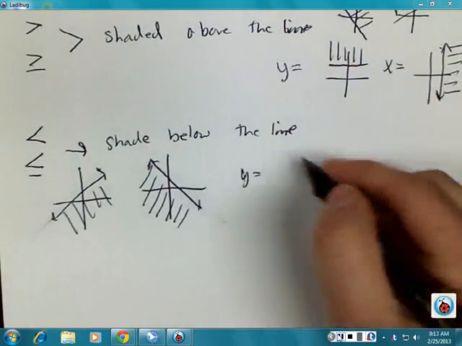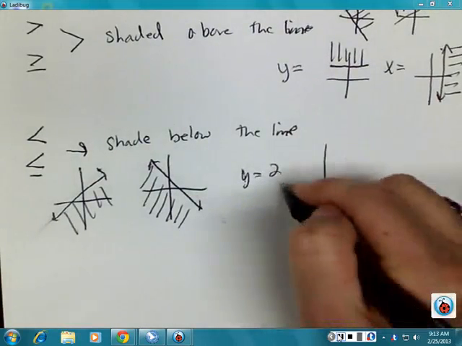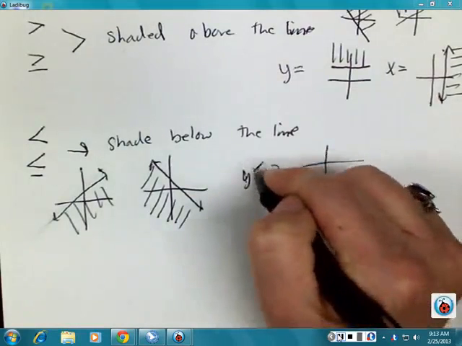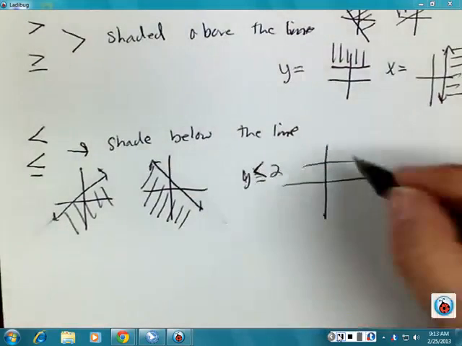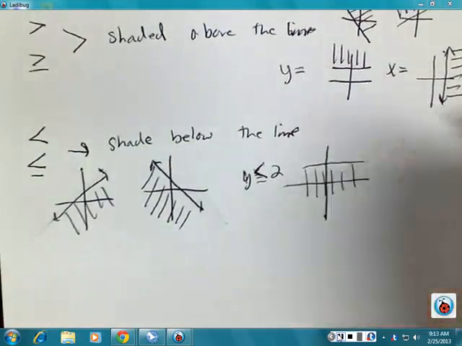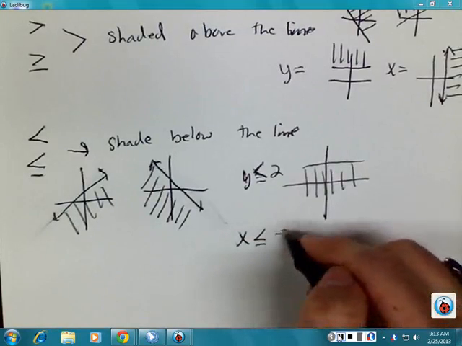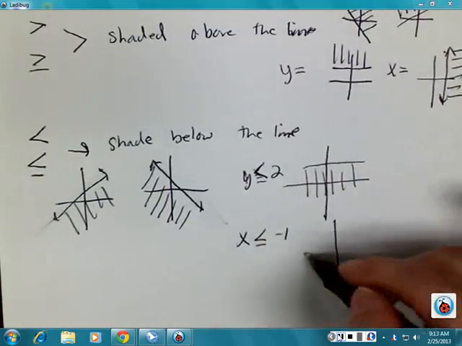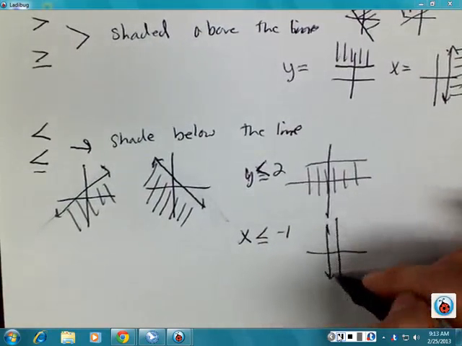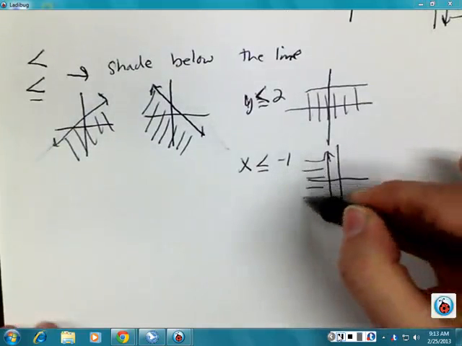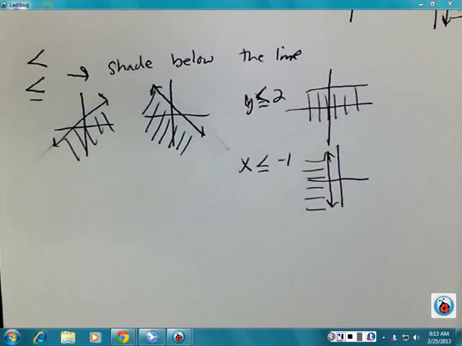And if you had a y equals 2, for instance, you would graph your line at 2. Now we'll put a less than in here. Y is less than or equal to 2. We would end up shading below the line. And if I had x is less than or equal to negative 1, that would put a line at negative 1. And I would shade to the other side of the line. Okay? Yes? No? Maybe? Okay.